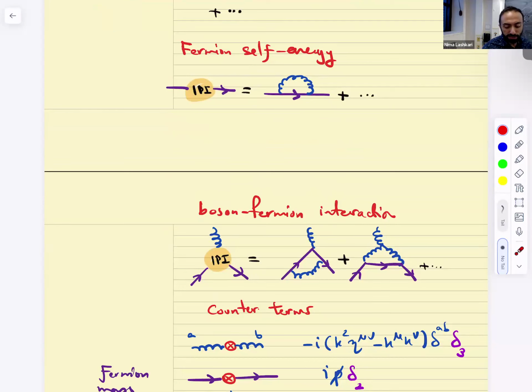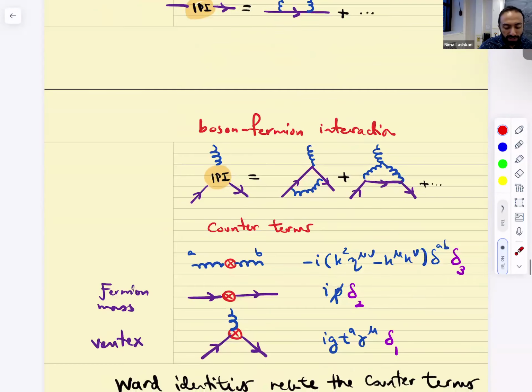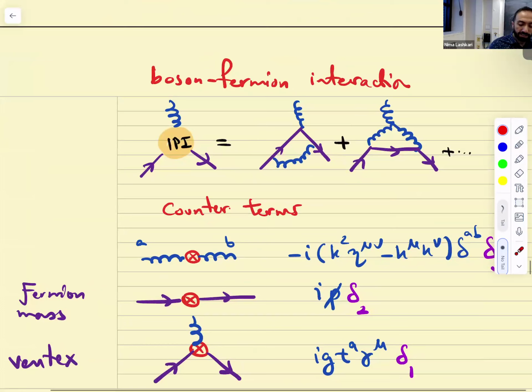Fermion self-energy, this is a good old diagram that we calculated. Again, a bunch of lambdas go for the ride. Now, boson-fermion interaction is a little bit fancier. We calculated this diagram in the case of QED, but now we have this diagram. This was absent in the case of QED because there's no vertex for three photons. QED is non-self-interacting. The photon is non-self-interacting.